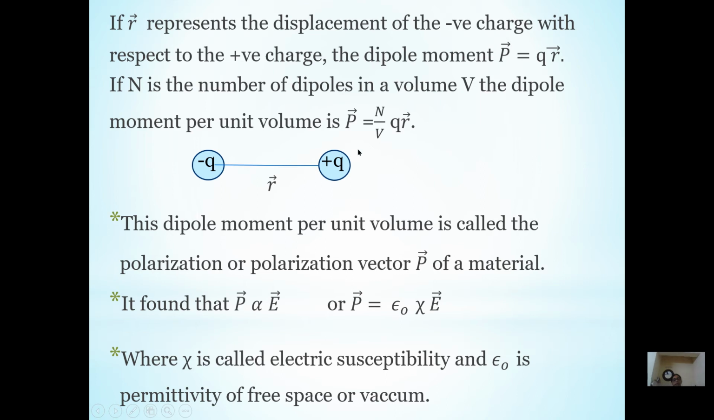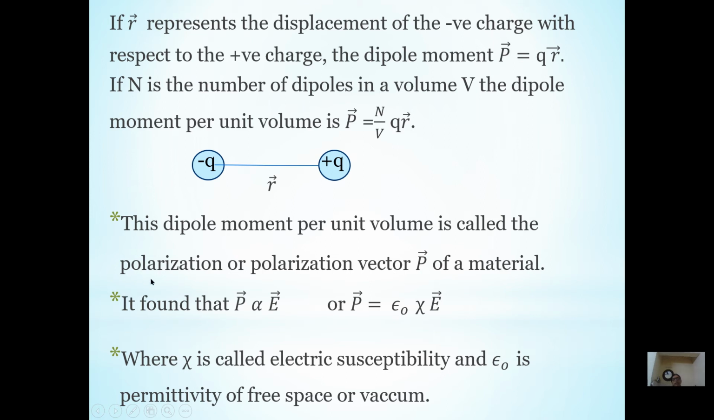So this again I have explained here. This is the separation between the charges minus Q and plus Q of a dipole, given by R. Then the dipole moment is given by P equal to Q into R. So this dipole moment per unit volume is called the polarization, or polarization vector P, of a material.